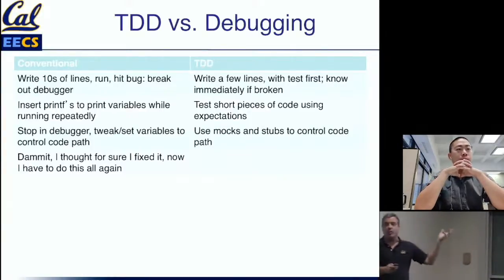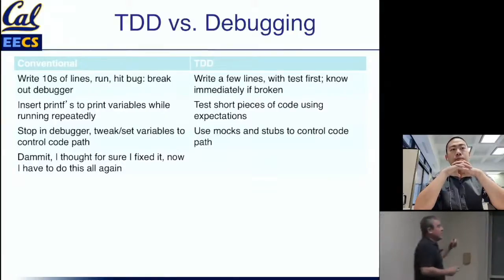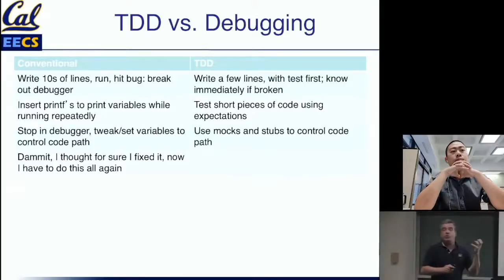Well, that's exactly what seams are for. You set up a seam in advance so that, for example, the return value of a function or some value of a variable, you can control exactly what that is, and you can force the code to go the way you want it to go.